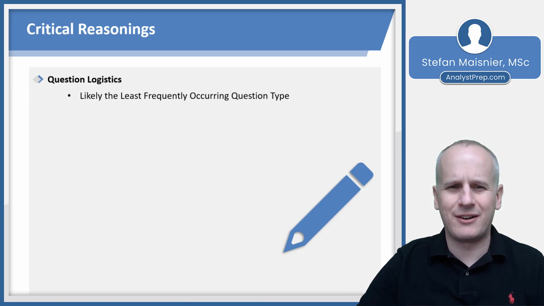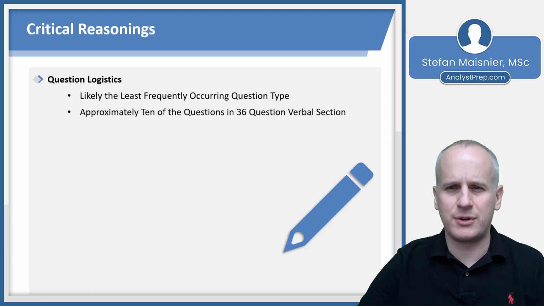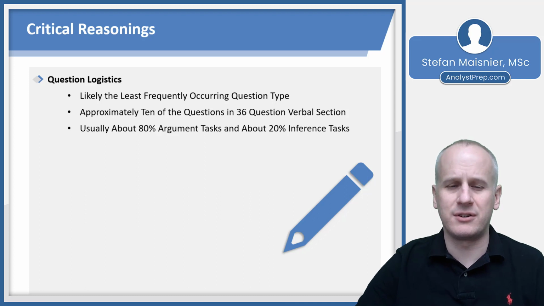We remember that they are likely the least frequently occurring question type in the verbal section. There's going to be approximately 10 of the 36 questions in the verbal section that will be critical reasoning formats, and approximately 80% of those critical reasonings are going to be argument tasks, of which explain would fall under, and about 20% are going to be those what must be true inference style tasks.